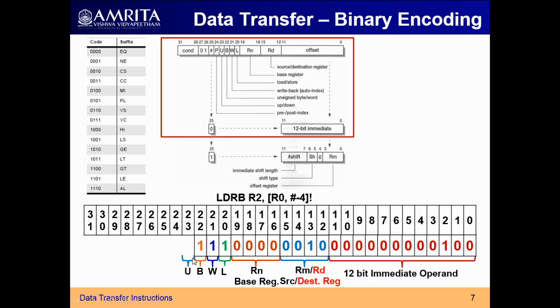But the next bit is used for representing the U bit. U bit stands for whether you are going to add the offset to the base address or subtract the offset from the base address. So it will be up bar down. If you are going to add, this bit will be 1. If you are going to subtract, this bit will be 0. So now you are going to subtract the offset from the base address. So U bit should be 0. Then the remaining bits will be the same as what you have seen before.